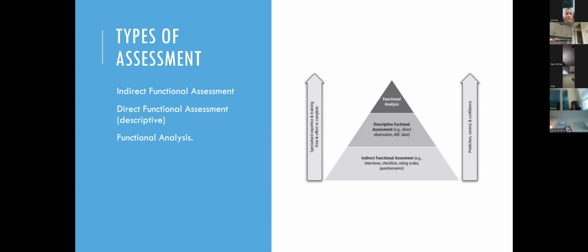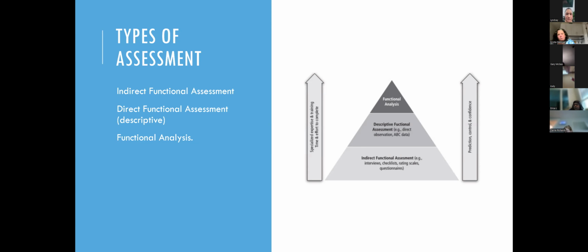After that, that's just not good enough. We don't want to rely on that information, and we'll get into why in a little bit. But then we're going to move up the pyramid and do a descriptive functional assessment or a direct functional assessment where we are going to go out and do observations. We're going to look to see what is happening now.